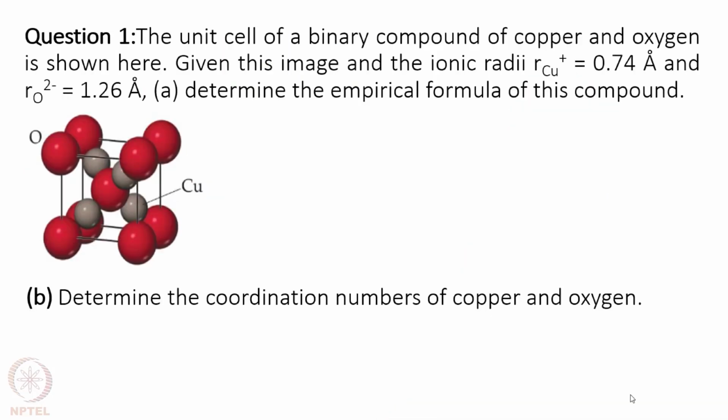So, the first problem that is given here is based on a structure of copper oxide. The question is: the unit cell of a binary compound of copper and oxygen is shown here. Given this image and the ionic radii of copper as 0.74 angstrom and oxide as 1.26 angstrom, determine the empirical formula of this compound.